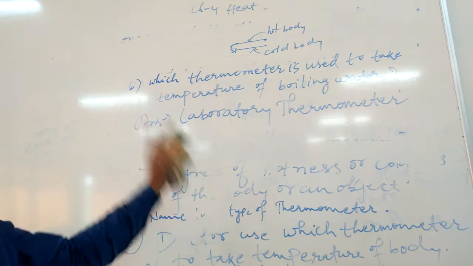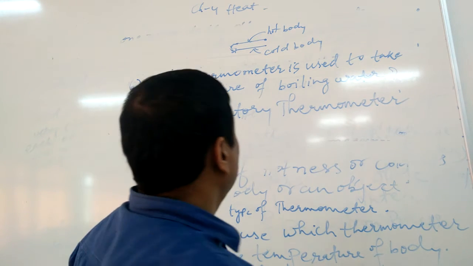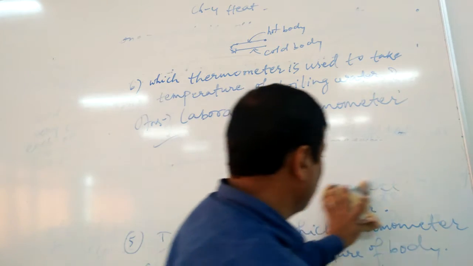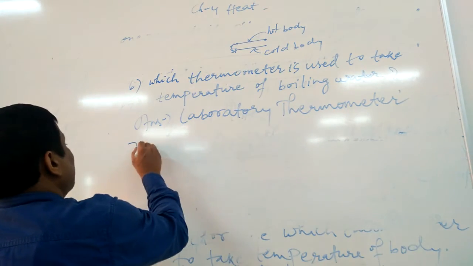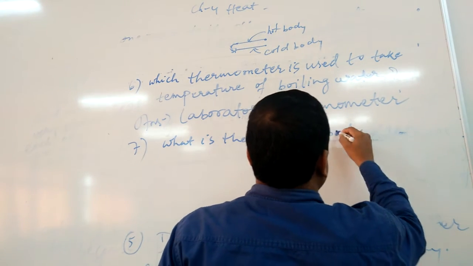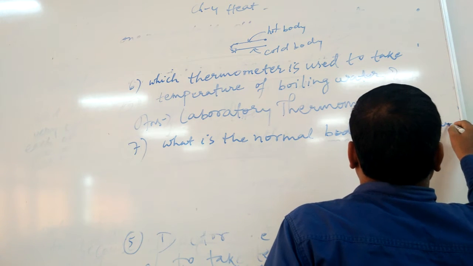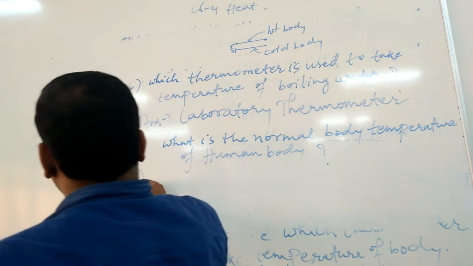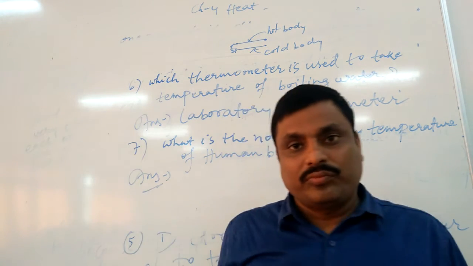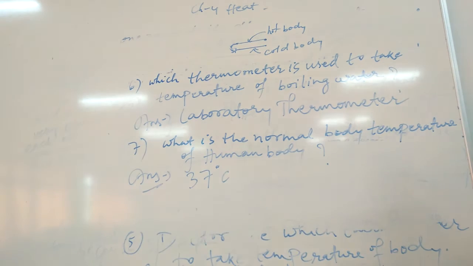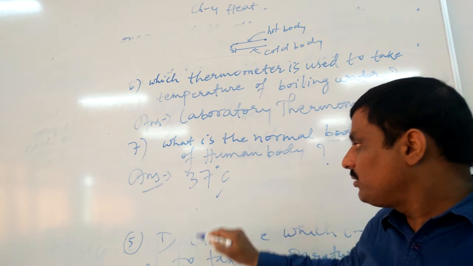After knowing all these things, you will have to know the range of temperature on a scale. What is the range of the clinical thermometer? What is the normal body temperature of a human? All these are the possible questions you will have to know in this chapter. Question number 7. What is the normal body temperature of the human body? Most of the students, I think, know very well. 37 degrees Celsius. You must learn this.